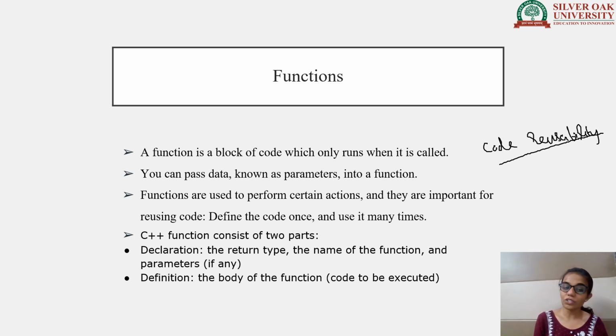A function consists of two parts: the declaration, which has the return type, the name of the function, and the parameters. That is the syntax of a function. How to declare the function? First, I have to write the return type, what the function will return, then the name of the function and the parameters, if I want to pass any. There will be some functions where I don't need parameters. Then the definition, the body of the function, that means what I have to execute in that particular function.